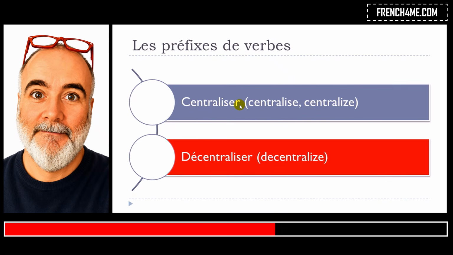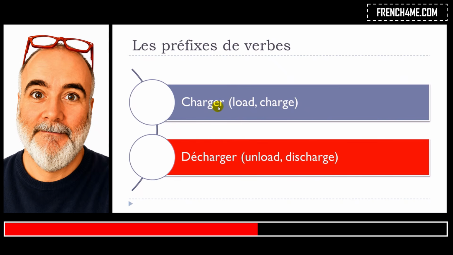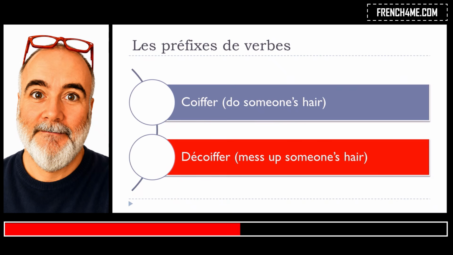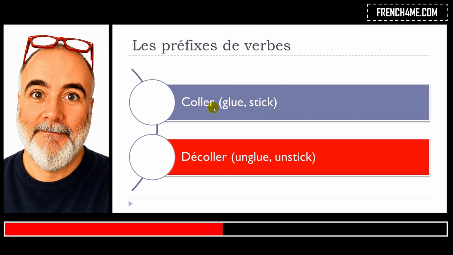Centraliser, décentraliser. Okay, centraliser, and then it will become décentraliser. Charger, décharger. Okay, so charger and then décharger. Coiffer, décoiffer. All right, so coiffer, and then you put this D, and after the verb, décoiffer. Coller, décoller. Okay, so coller, and then it will become décoller.